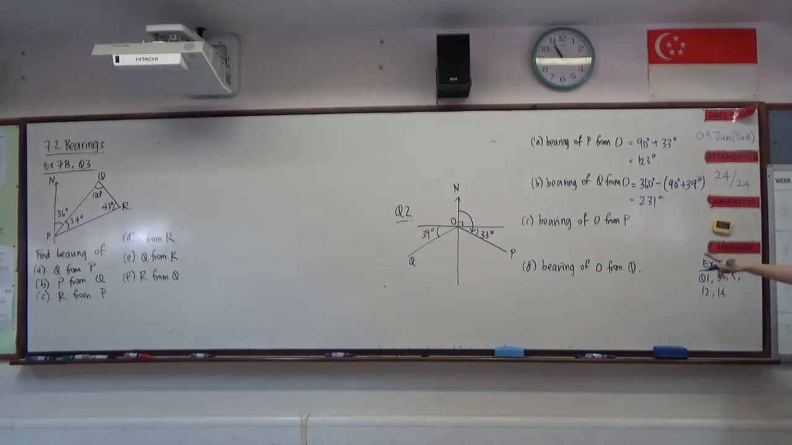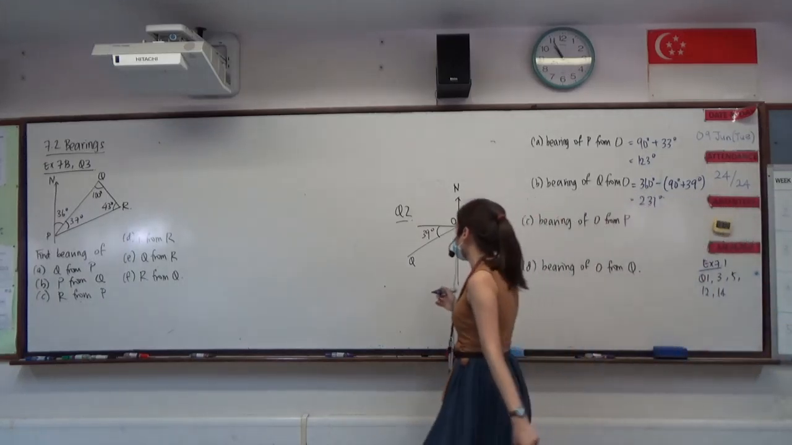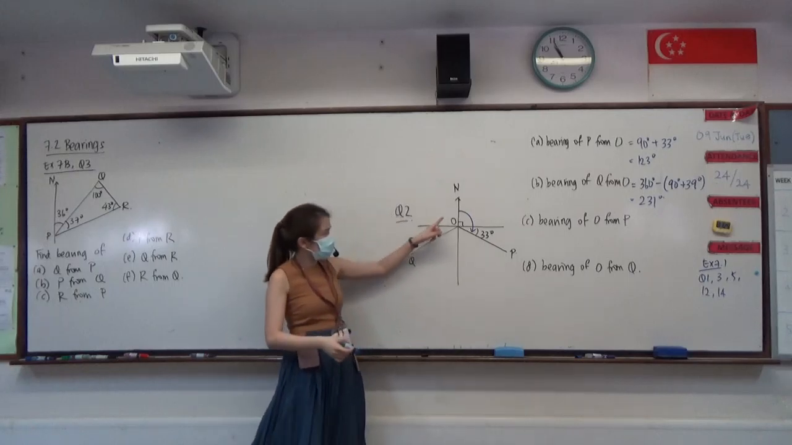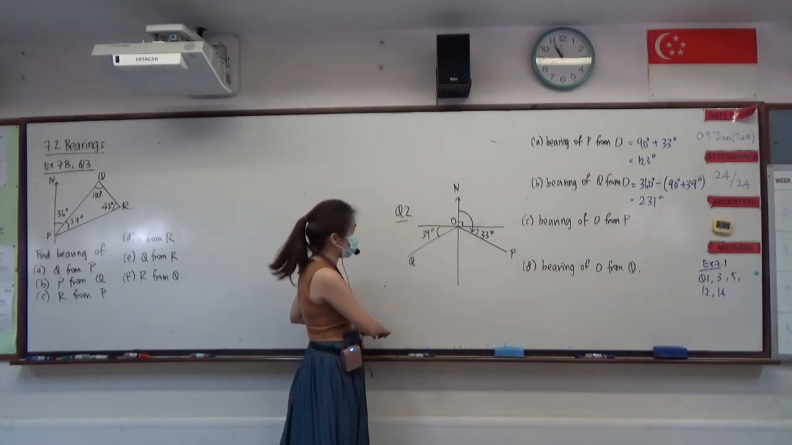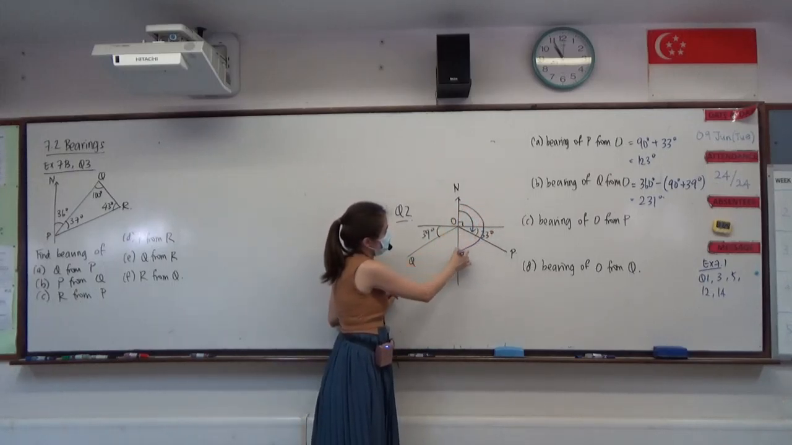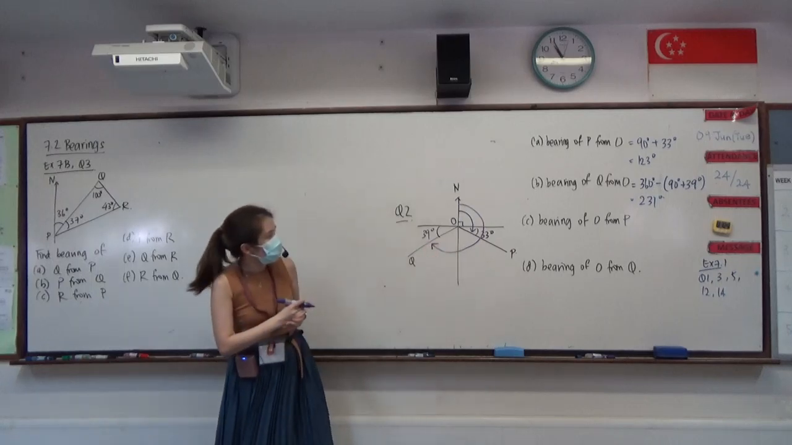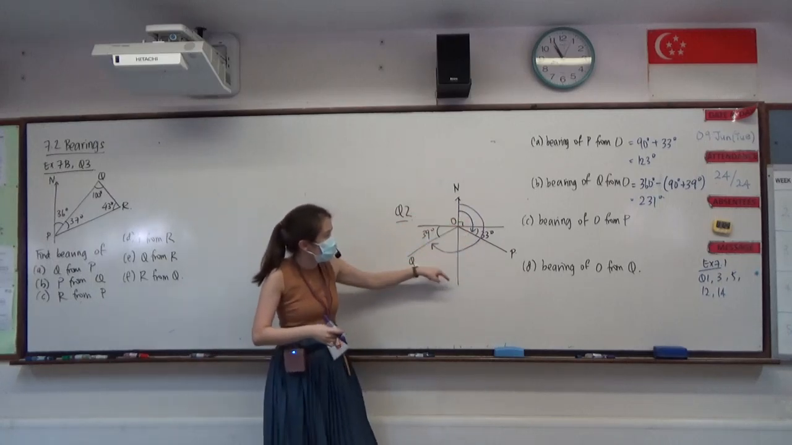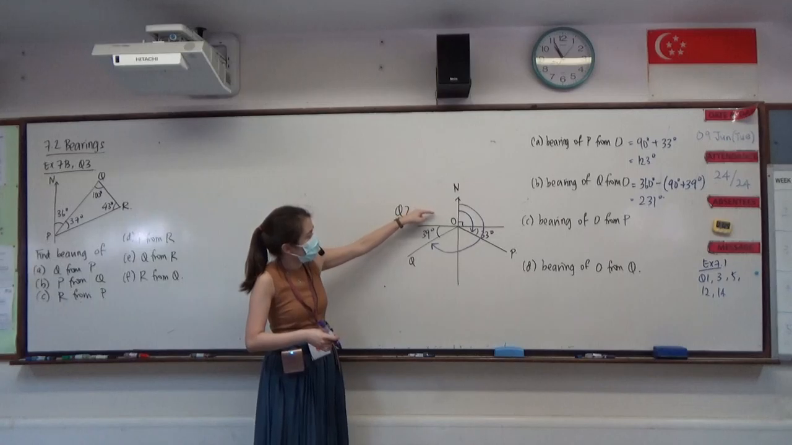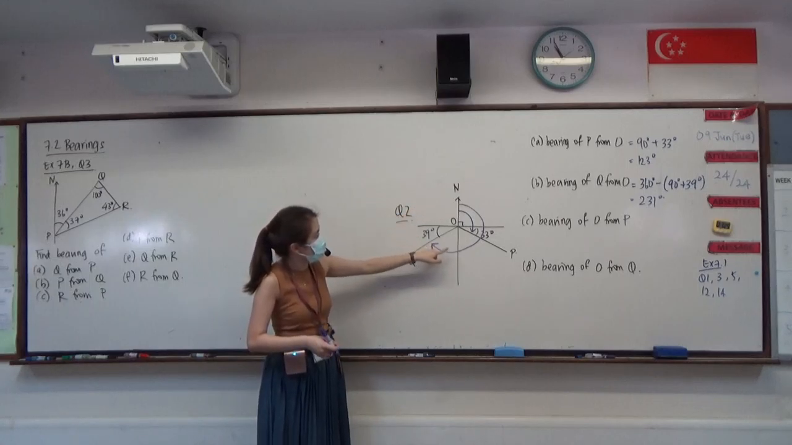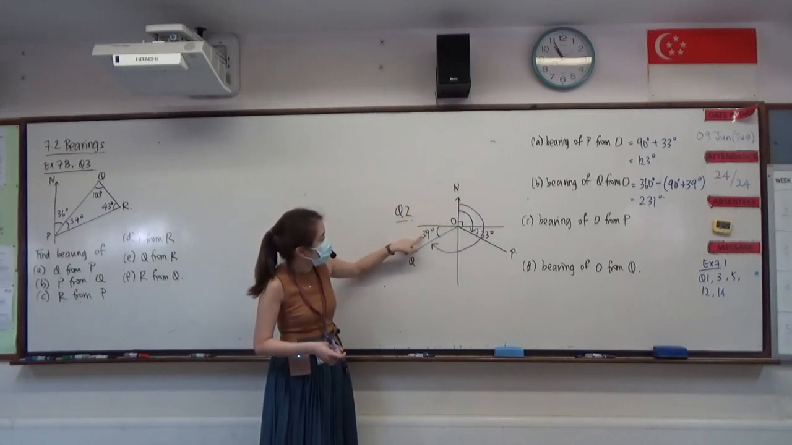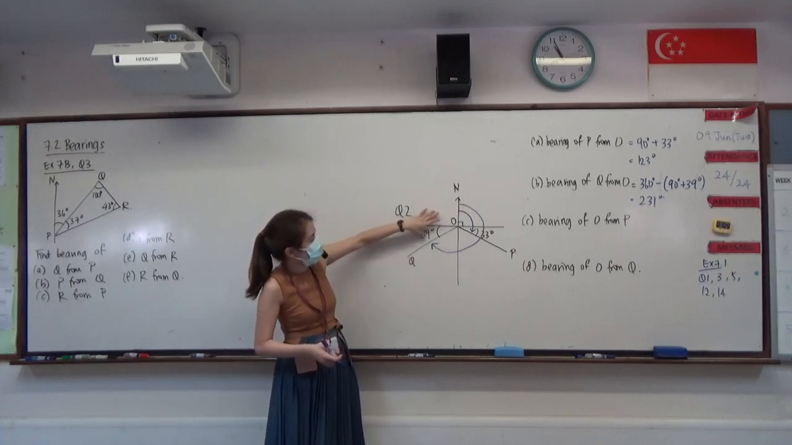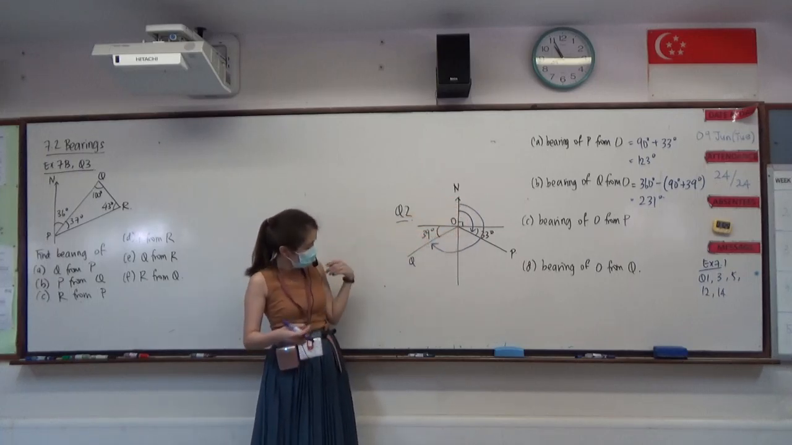Maybe let's take a look at the diagram whether there's any simpler way of doing this. Since you're trying to find out the bearing of Q from O, that is referring to this angle here. So what Weichan did was to take 360, the whole circle, minus away 90 plus 39, because 90 plus 39 is this part. So 360 minus that. That's fine.